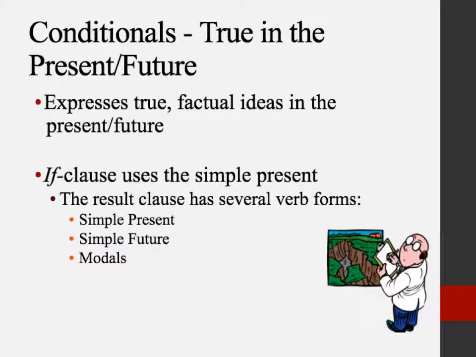The first and most common type of conditional is a conditional sentence that expresses a true, factual idea in the present or the future. This is a conditional that is often used to express physical laws, so you science and engineering majors need to master it. In this type of conditional, the verb in the if clause is in the simple present form. However, the result clause can have several different verb forms.